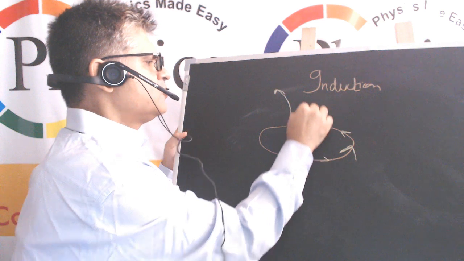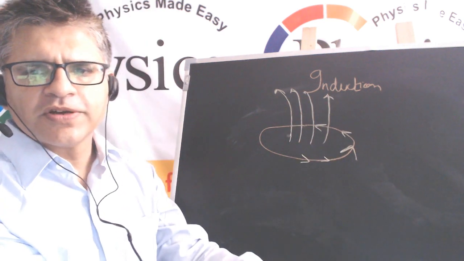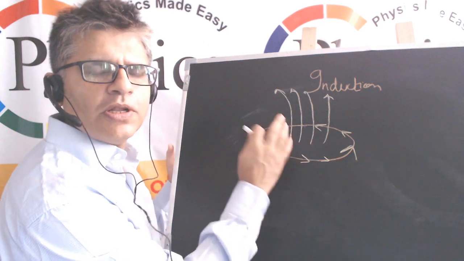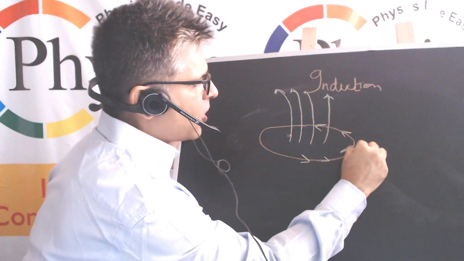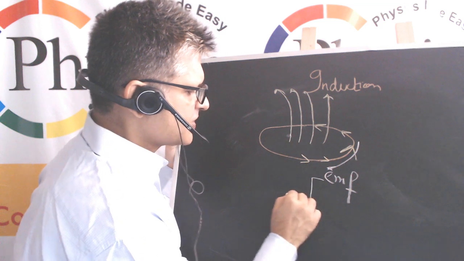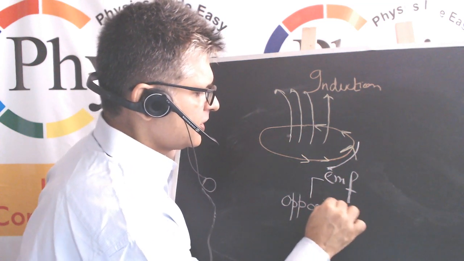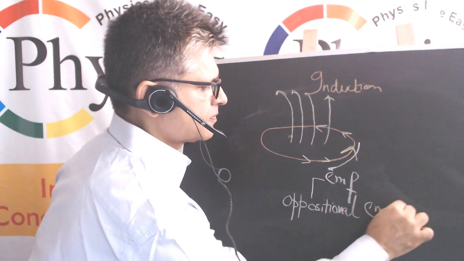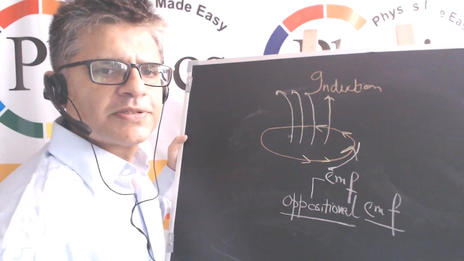Now, what happens due to the principle of electromagnetic induction, and this is very interesting, is that the circuit, which is the circular loop you see, generates an oppositional EMF, okay? This is oppositional EMF. This is what it generates.